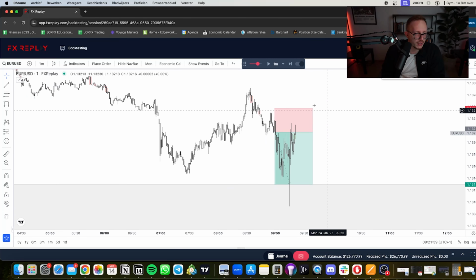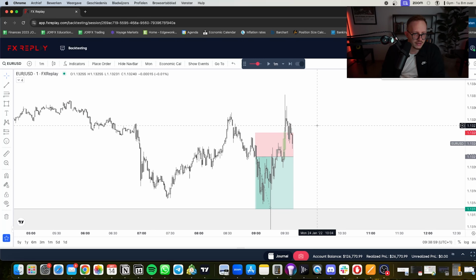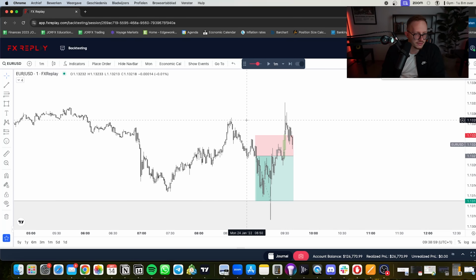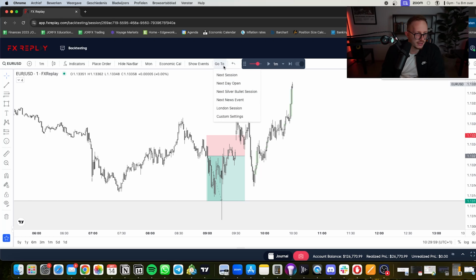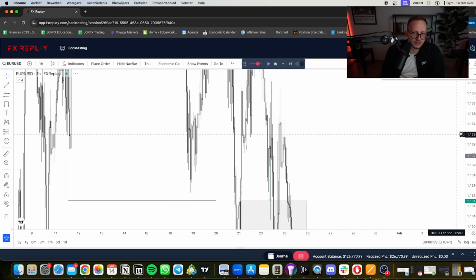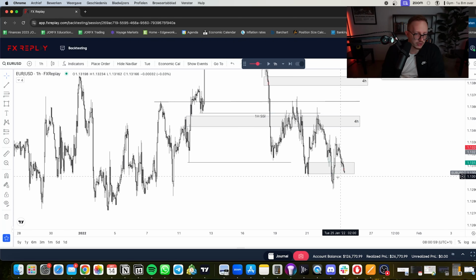This was a very quick continuation trade. Let's see if London has something more to offer. Here it gaps higher, and it takes out this buy side again. Okay, let's go to the next London session. Let's see, yeah, we are still going lower, I would say. We have broken the previous low. We have made a pullback, and now most probably again targeting that previous low.